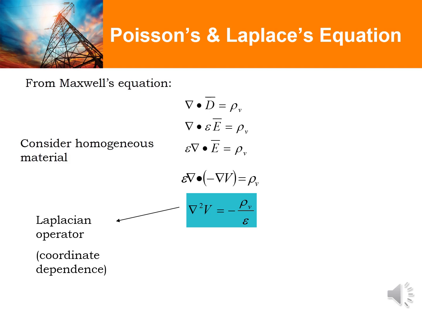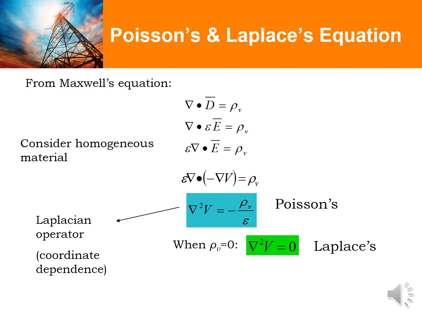Laplacian operator is coordinate dependent. In the presence of charge density, this equation for del square V is valid. This is known as Poisson's equation. In the absence of rho v, or charge density, del square V is equivalent to 0. This is known as Laplace equation.